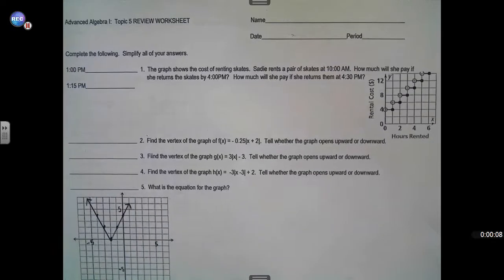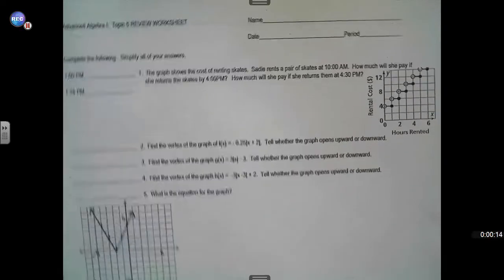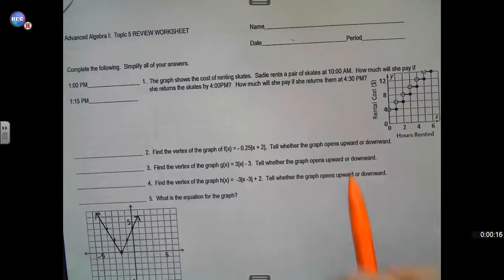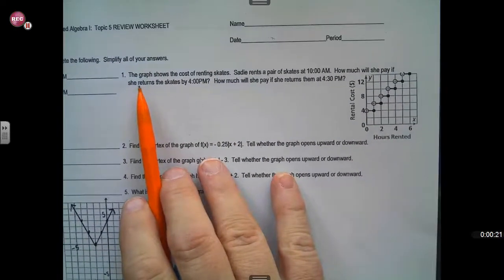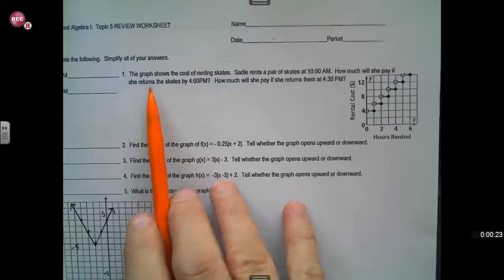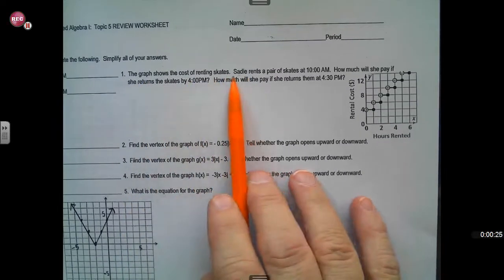For Advanced Algebra 1, this is our review worksheet. First problem, this is a review worksheet for topic 5. The graph shows the cost of renting skates.